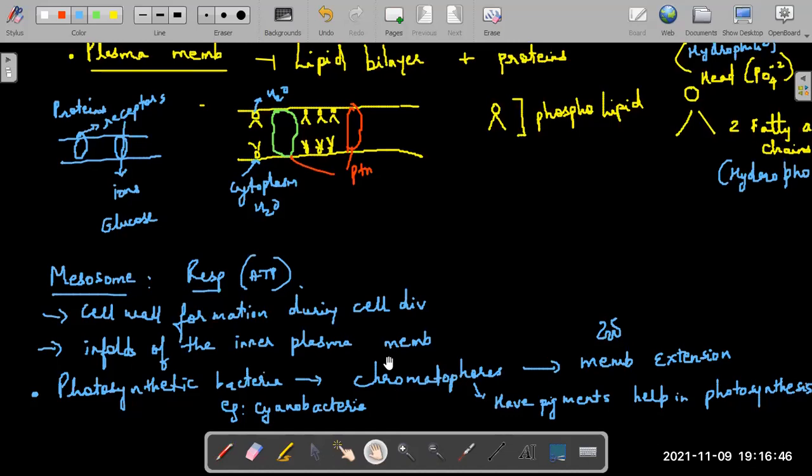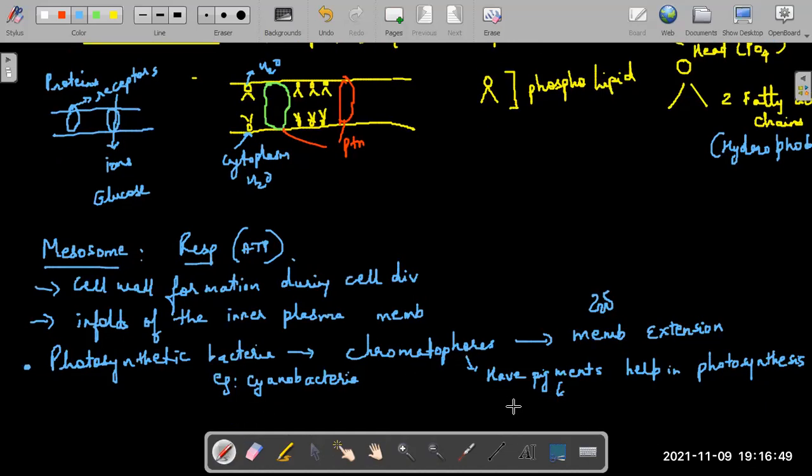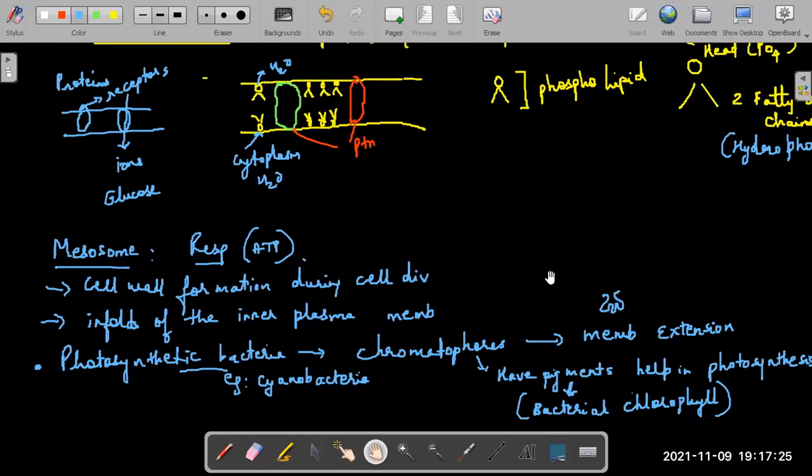And the photosynthetic pigments are nothing but bacterial chlorophylls. They're called bacterial chlorophylls. We have talked about a photosynthetic bacteria, like a cyanobacteria and all. So basically what they have is bacterial chlorophylls. That is a photosynthetic pigment, bacterial chlorophylls. All right with this? Let's come to the flagella.